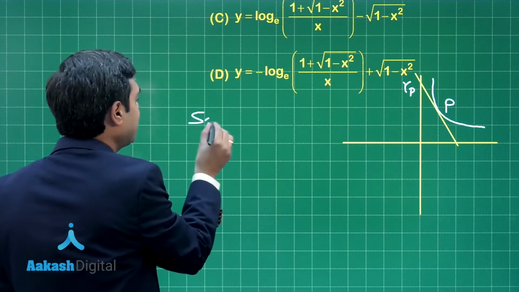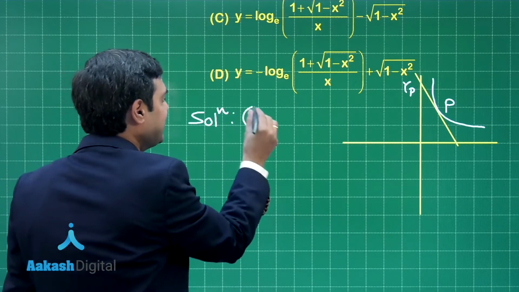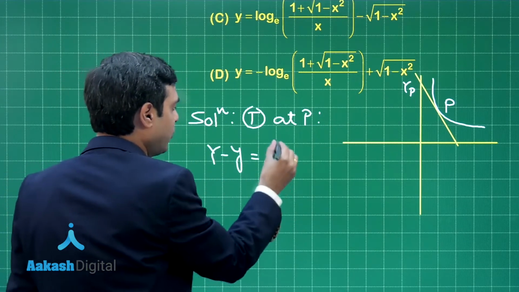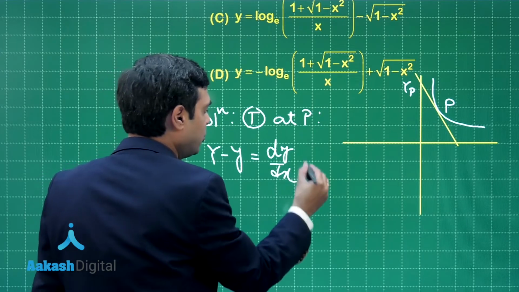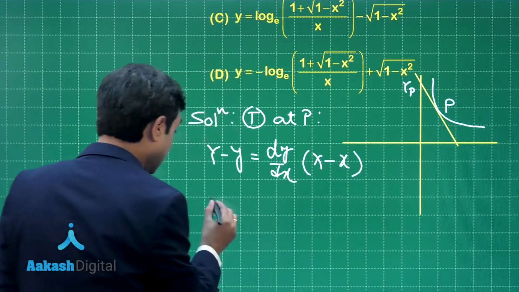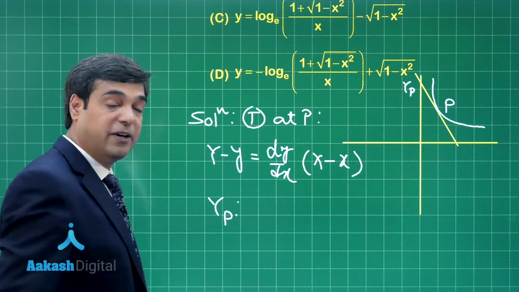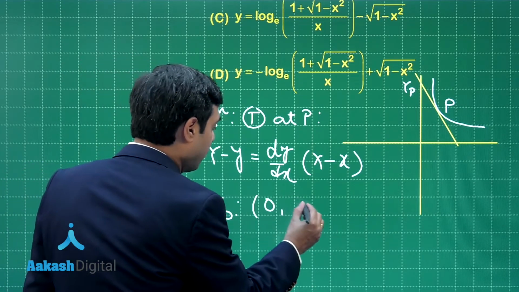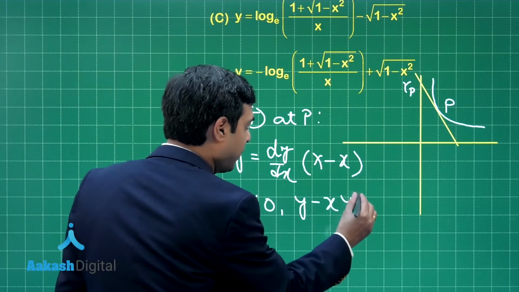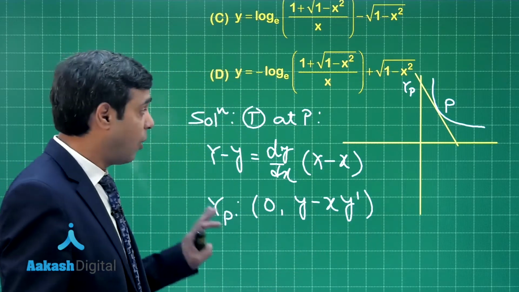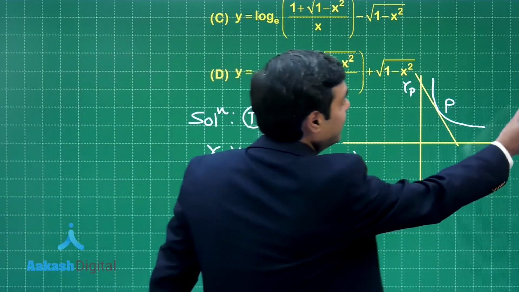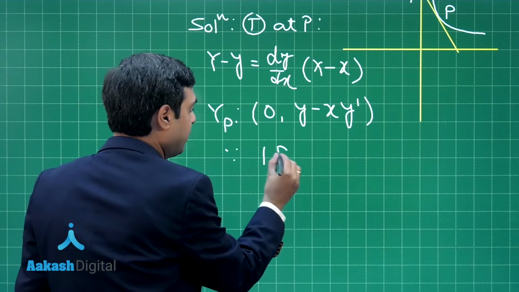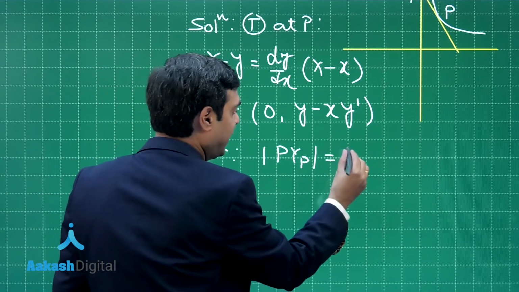Now we can start this question. The tangent at P can be written as capital Y minus y equals dy by dx into capital X minus x. In order to find the coordinates for Yp, we can put capital X equals 0. This gives us (0, y minus x dy by dx), or say simply y dash. Now the length PYp is given to us as 1 unit.